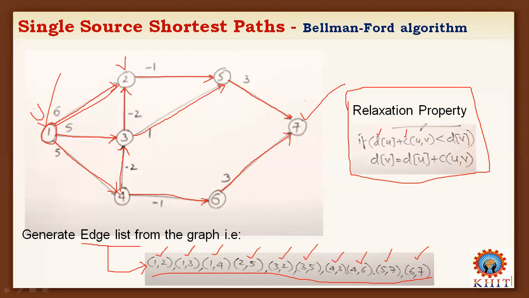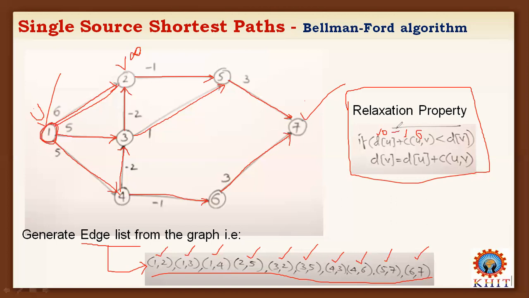That is 6, here you can generate. And the self distance of u, what is the distance of 1 to 1? The distance of 1 to 1 is 0. And we don't know the distance of v, that's why the distance of v is considered as infinity.